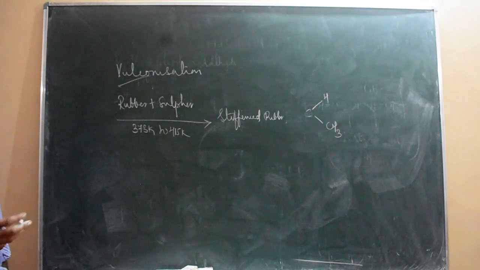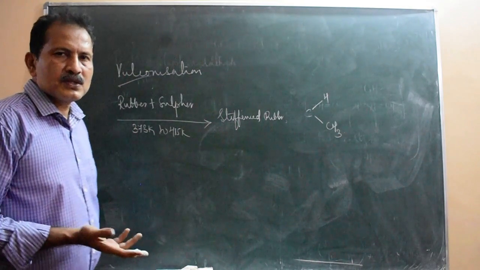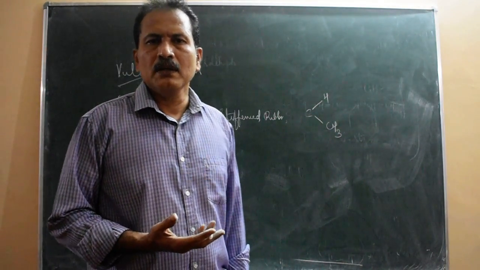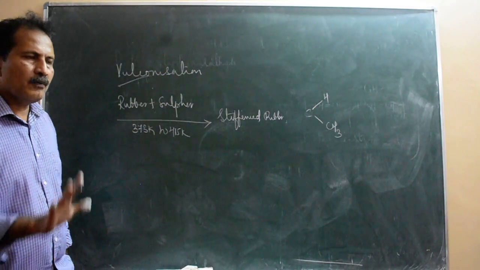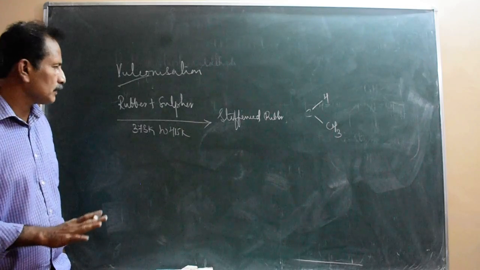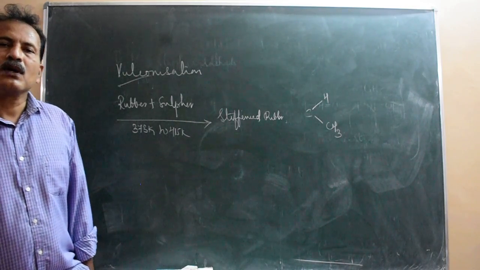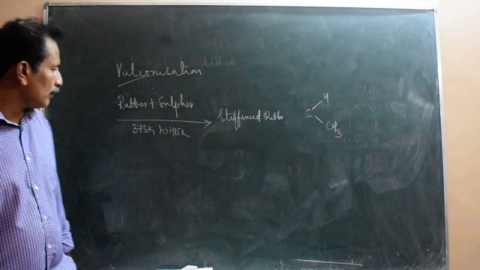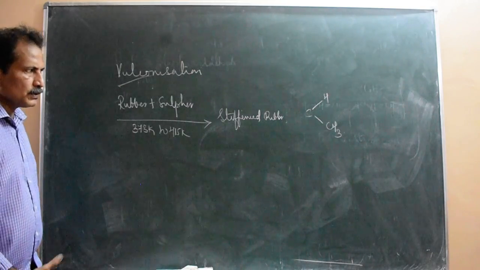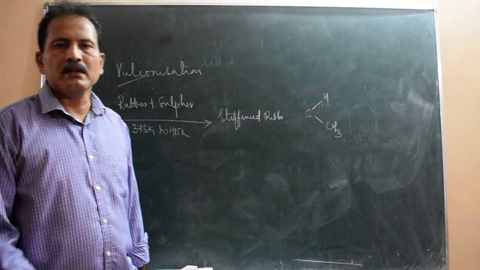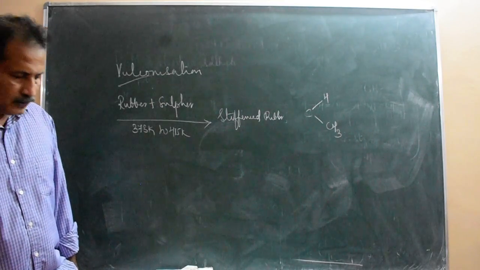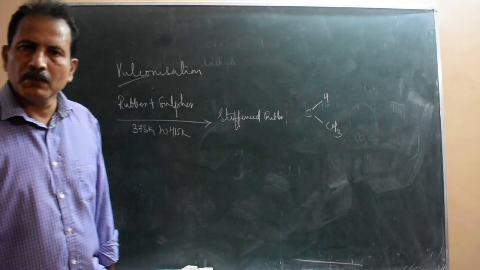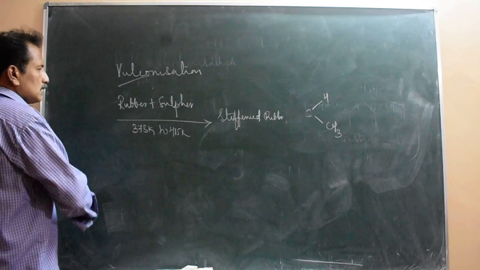Okay. So just to improve the properties of rubber, the process of vulcanization is carried out, where we simply take rubber, add sulfur to that and heat it to around 373 to 450 Kelvin, so that the rubber is stiffened or hardened. Then it can be used for tires and this and that. There are many applications of rubber. Okay, so this is what is done.